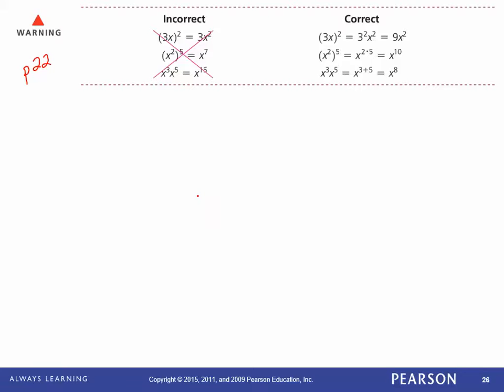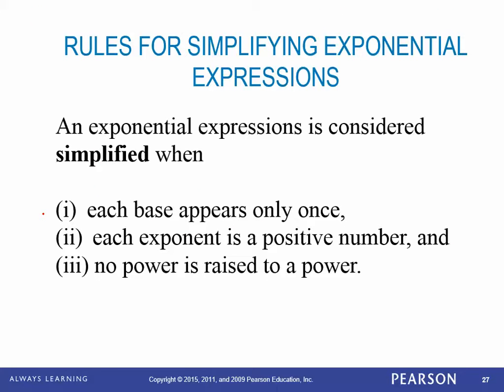Okay, and then way at the bottom of page 22, it has this little thing right here. It says, what do you mean when an exponential expression is actually simplified? It's simplified when each base appears only once. So you can't have a base of 3 on top of a fraction and a base of 3 on the bottom of a fraction. You're not done yet. Each exponent is a positive number, technically not a negative number, so you have positive exponents everywhere. And then there is no concept of a power still having to be raised to a power. So no exponent inside a parenthesis and outside a parenthesis. None of those left.